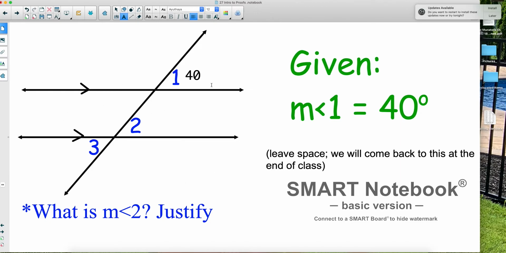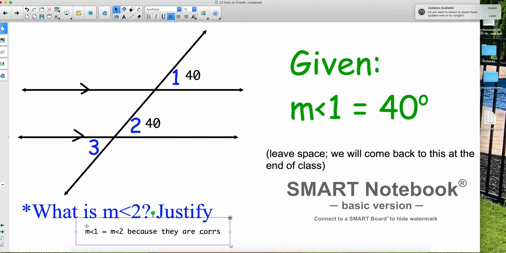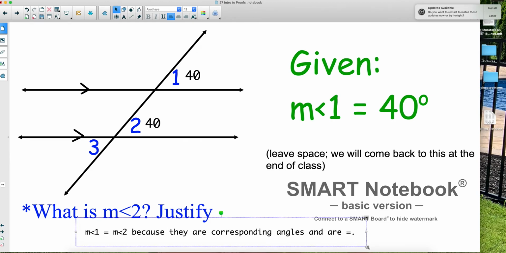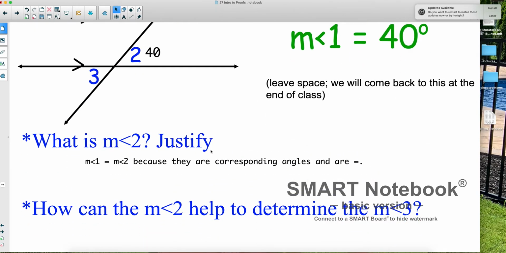Thinking back to parallel lines cut by a transversal, if angle 1 is 40, then angle 2 must also be 40. We know this because angle 1 and angle 2 are corresponding angles. So the measure of angle 1 has to equal the measure of angle 2 because they are corresponding angles and are equal. Since the parallel lines were cut by a transversal, we know that the corresponding angles must be equal.